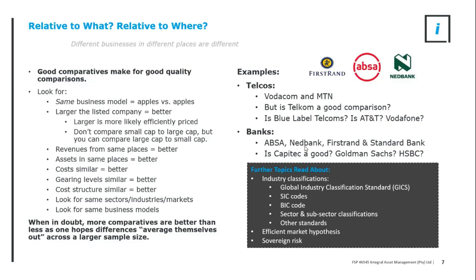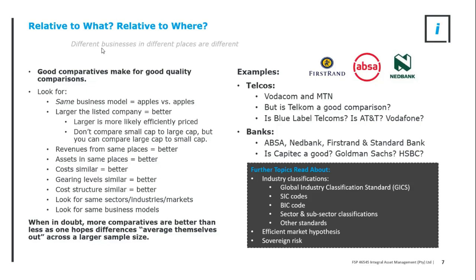Likewise, Absa, Nedbank, FirstRand, Standard Bank may be good comparatives if we ignore the fact that Standard Bank is larger into Africa, FirstRand has a large UK operation, and so on and so on. Maybe they're good comparatives, but are they good comparatives versus Capitec? Capitec is a totally different cost structure. So do we look further afield into Goldman Sachs and HSBC? The problem is those are offshore. That's American and UK banks, assets and revenues in different places.